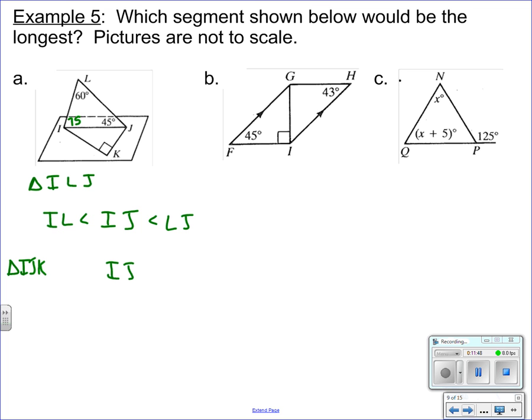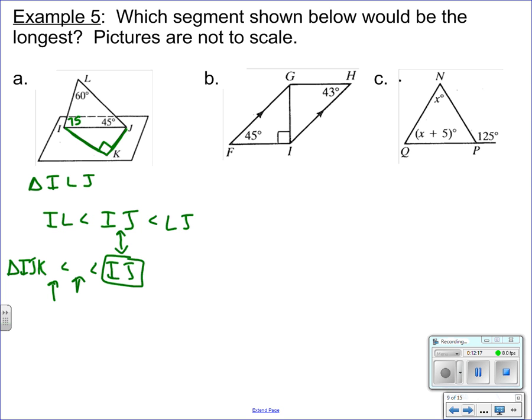I don't know anything about IK or LJ, but I know this is a right angle. That has to be the biggest angle, or the longest side, because there can't be a 90-degree angle and then an angle that's greater than 90 degrees. So I know this is the largest angle. I don't know the ranking of the other two. I'm not going to put them in, but I know that this is the largest side of that triangle.